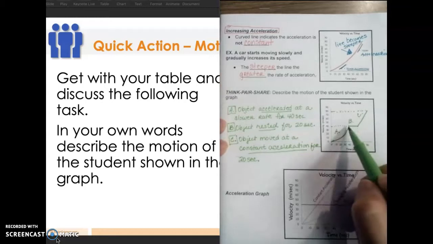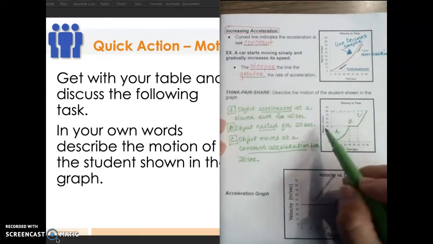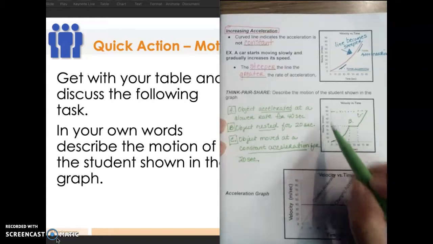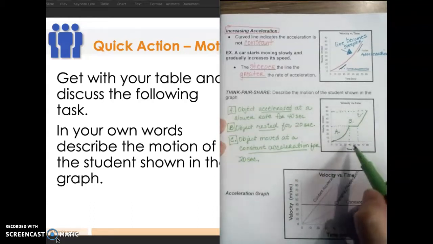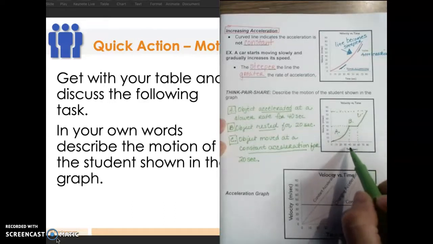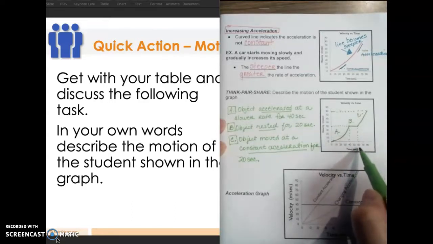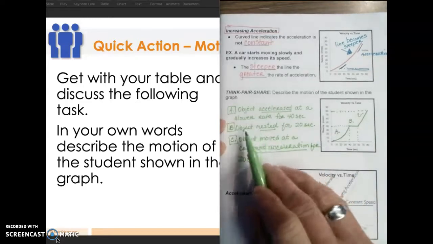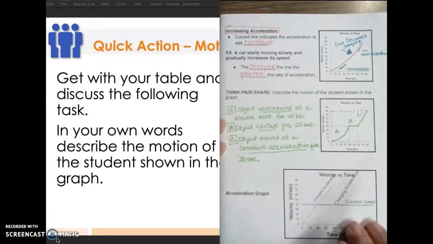On B, we had our object rested for 20 seconds. So here again, we changed no speed, we changed no direction, and time continued. And we started resting at 40 seconds. We ended resting at 60 seconds. So that's a 20-second difference. So that's how we know our object rested for 20 seconds.